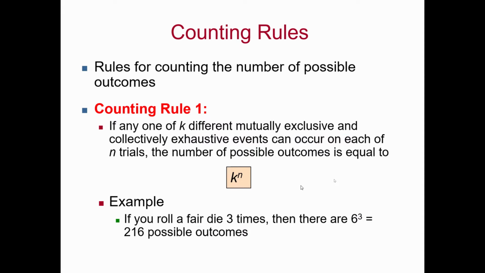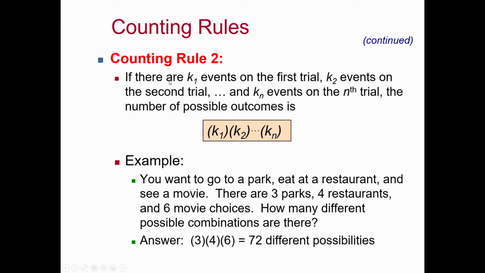All right. So the next one is the counting rule when we are dealing with K1 events in one trial and K2 events in another trial, etc. So the total sample space will be the multiplication of all these events.